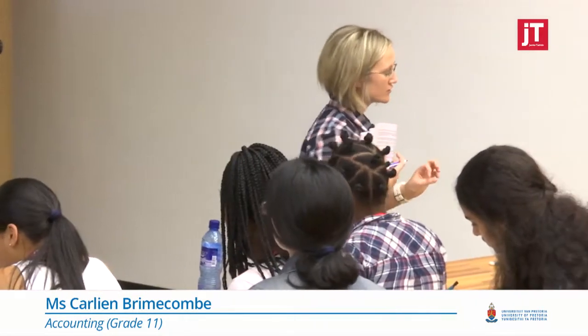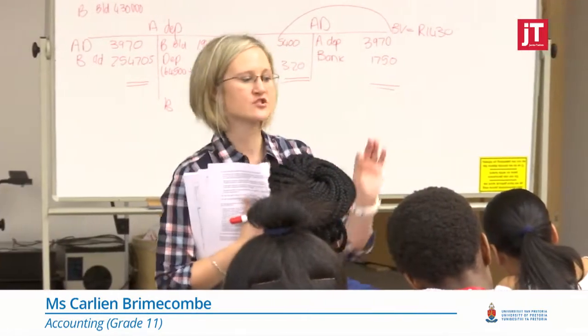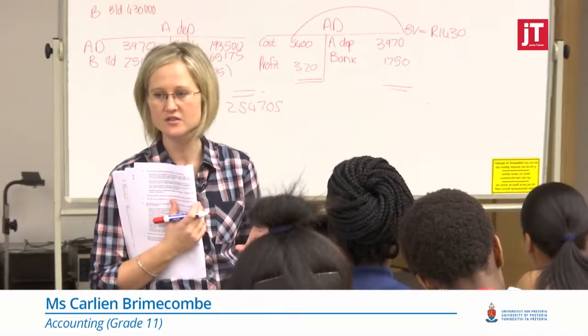Right, now from this tangible asset note, what do I take to the face of the balance sheet? The total carrying value at the end of the year for both vehicles and equipment. Write both calculations on the face of the balance sheet.